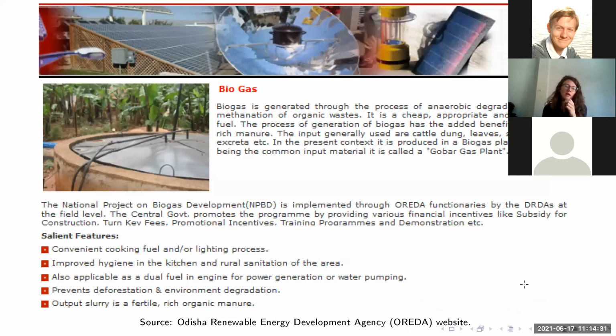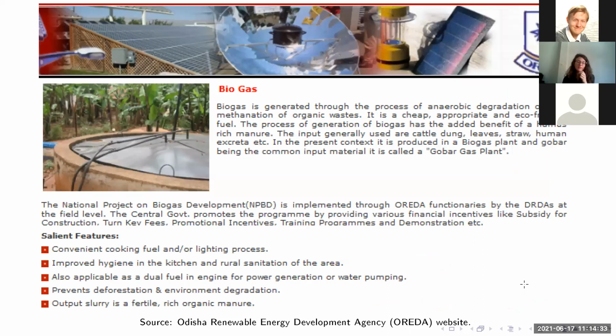So we focus on the state of Odisha for this project because the Odisha Renewable Energy Development Agency has provided subsidies to households to install biogas, and on their website they explain the advantages of what they call a gobar gas plant, which means manure gas plant. And again, they show how it's convenient for cooking.